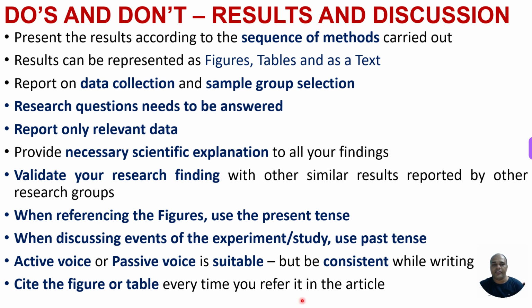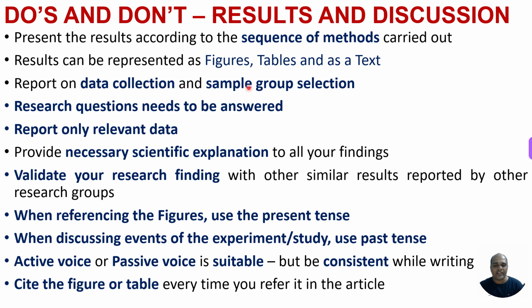Next we talk about the do's and don'ts in the results and discussion section. Here, present the results according to the sequence of methods. This I have already described. If I have three methods, method A, method B, method C, the results also should be in the same order. So first I should discuss the result of method A, then result of method B, then result of method C. The results can be represented in terms of figures, tables, and also as text.